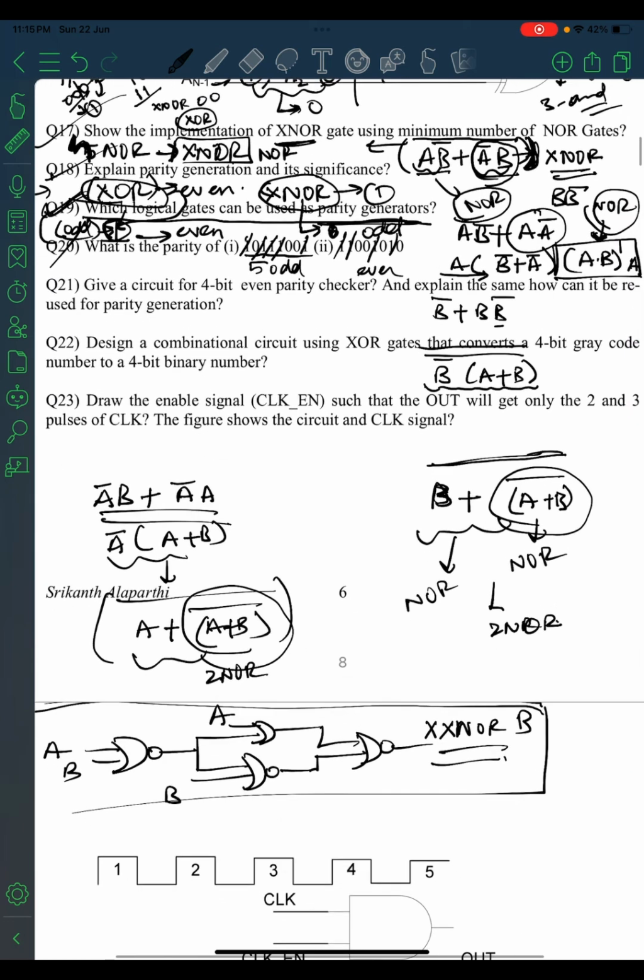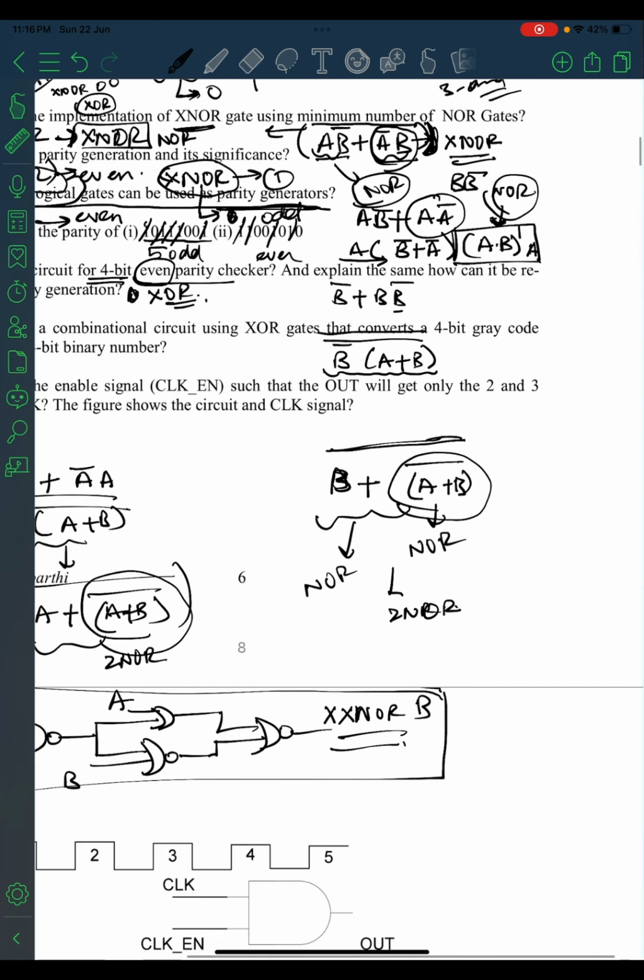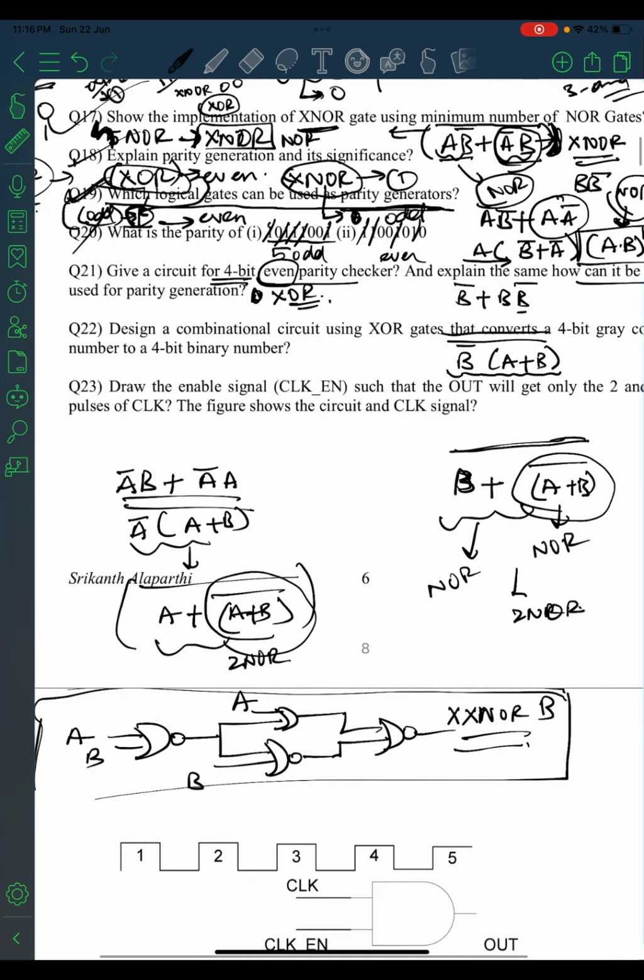Give a circuit for a 4-bit even parity checker, and explain how the same circuit can be used for parity generation. So here, even parity checker. Checker means, if it is an even, then use XOR. That is a simple one.